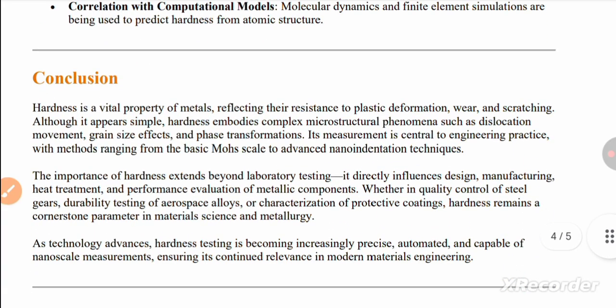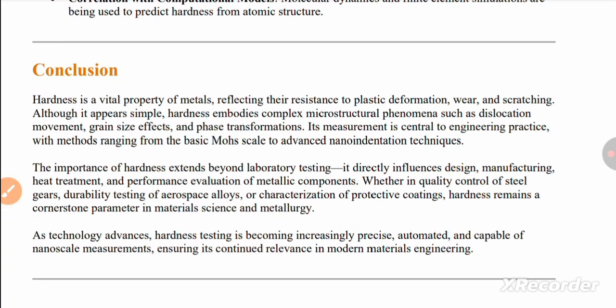Then what we got, that is the conclusion. Hardness is a vital property of metals, reflecting their resistance to plastic deformation, wear, and scratching. Although it appears simple, hardness embodies complex microstructural phenomena such as dislocation movement, grain size effects, and phase transformations. Its measurement is central to engineering practice, with methods ranging from the basic Mohs scale to advanced nano indentation techniques.